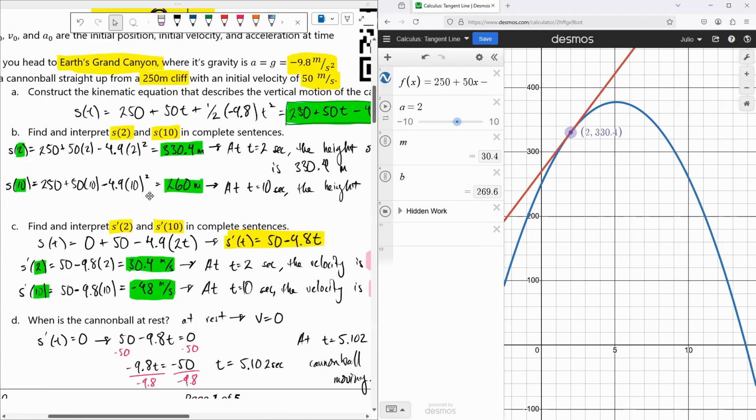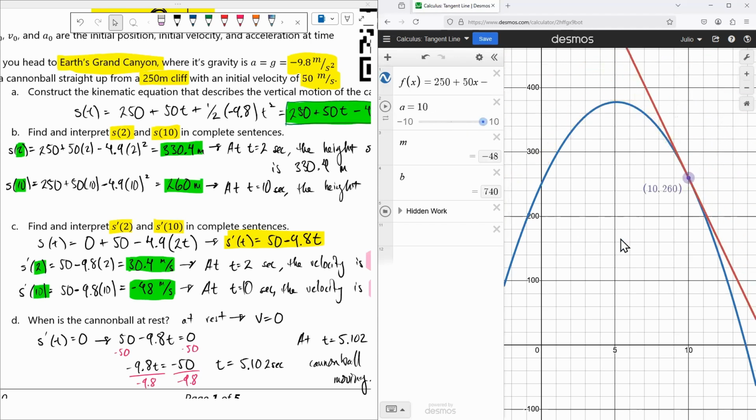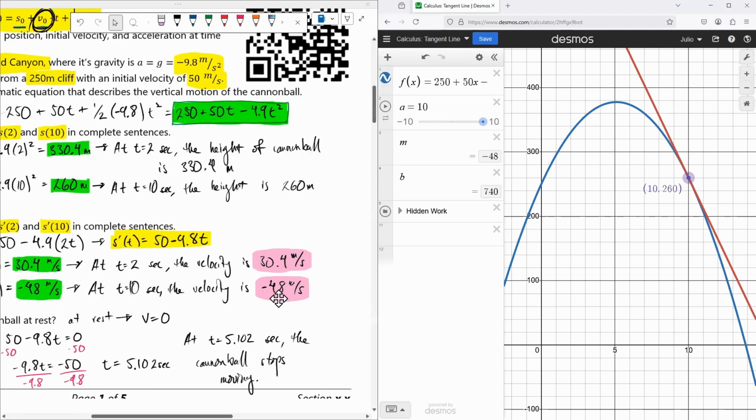Now, let's go ahead and do S of 10 and S prime of 10. So I'm going to grab my A value, and I'm going to move it all the way over to 10. There we go. Okay, so if you look, the height of my cannonball is 260 meters off the ground, and the velocity that I found is negative. So that means our cannonball is dropping, just like my graph is showing us. So basically, all is right with the world.